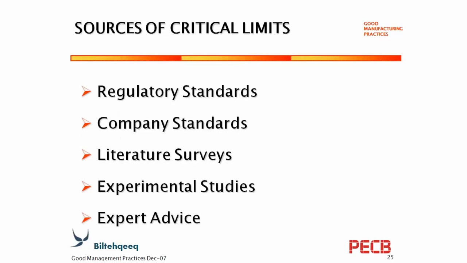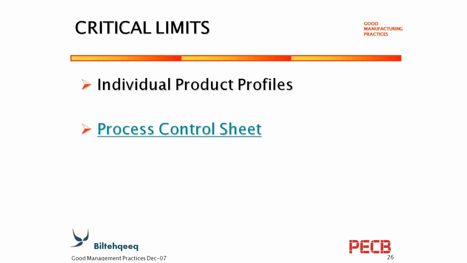So these critical limits can come through regulatory standard, or your own company standard, or through literature survey, or through experimental study, or through expert advice. So the government laws can define these critical limits, or your own company, or some literature, or some experimental studies. Your previous experience can define these limits, or someone who is expert in any process can define these critical limits.